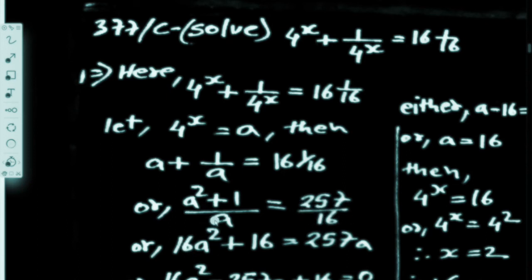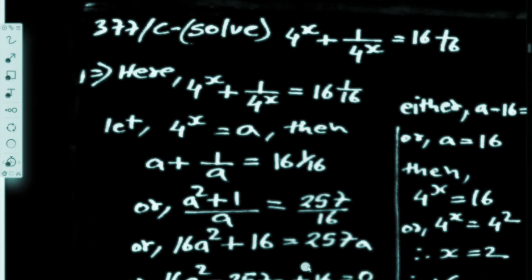Now a should be multiplied with 257, and a square plus 1 should be multiplied with 16. So 16 into a square plus 16 into 1, 16, equal 257a. A into 257 equals 257a. Now this is also our simple form of the question.